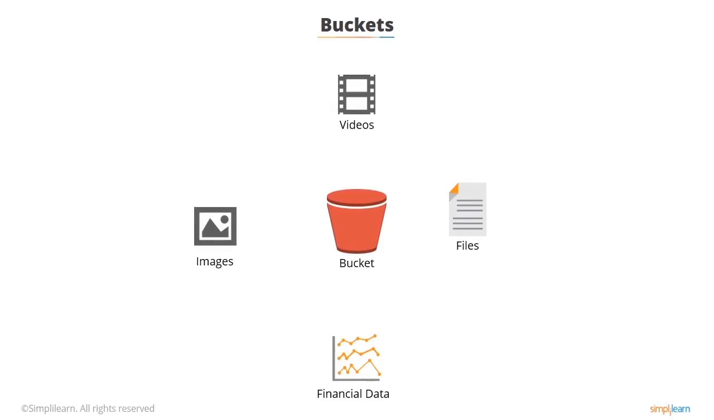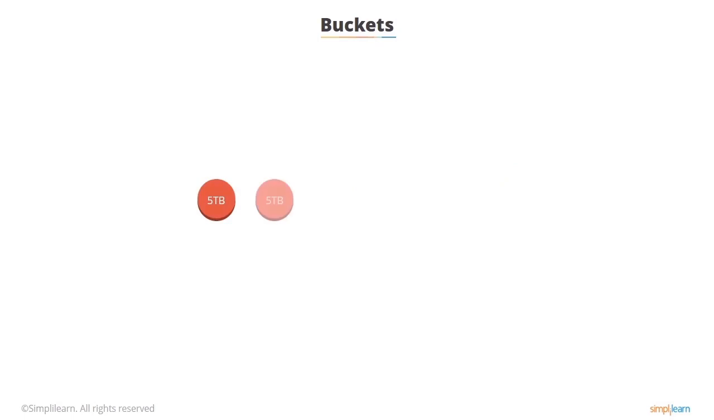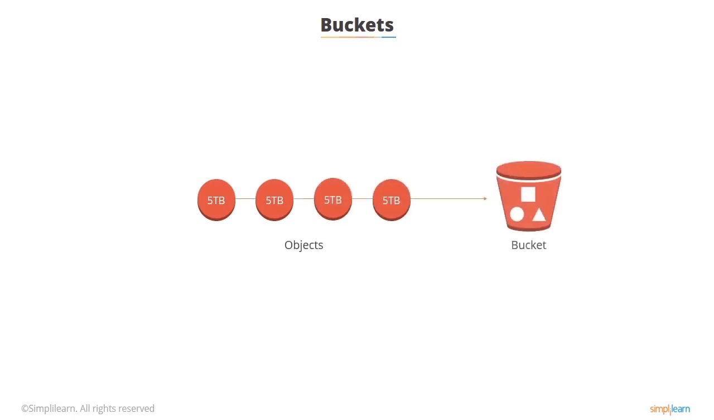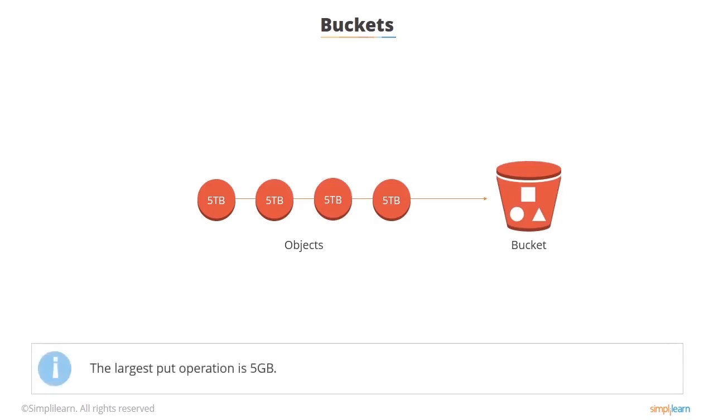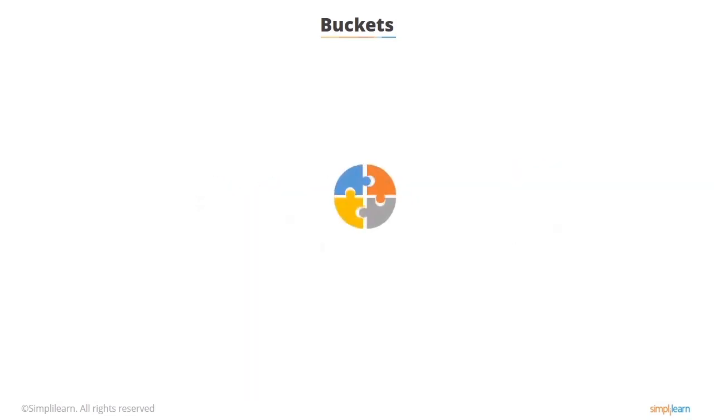All Amazon S3 data is stored in something called buckets. It's basically a folder that you can read, write, and delete objects from. You can store as many objects as you want in a bucket, but objects are limited in size to 5 terabytes, and the largest put operation is 5 gigabytes. So if you're uploading very large files, you need to break them into smaller chunks.